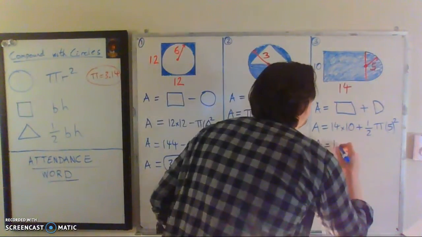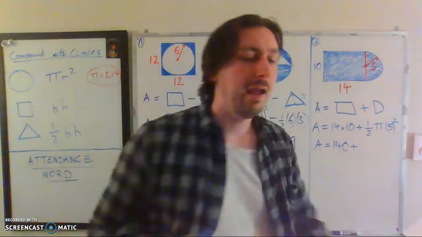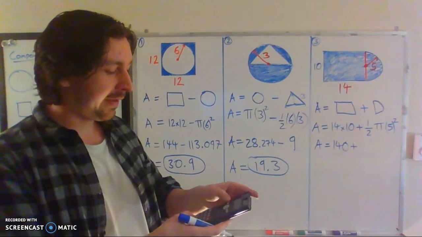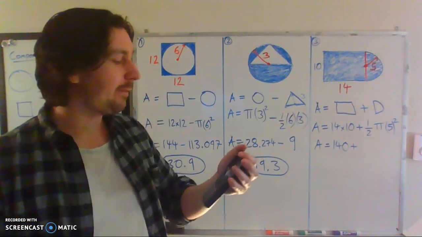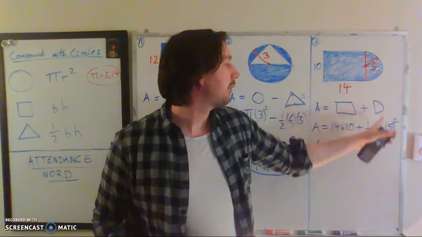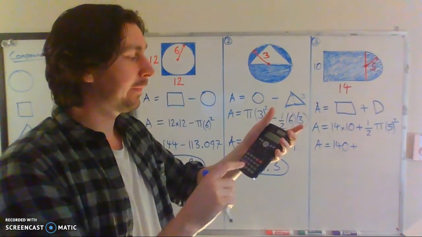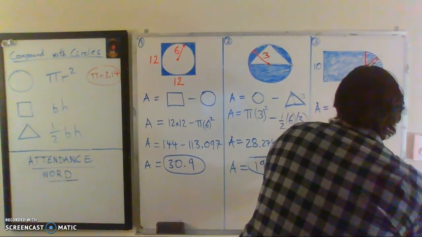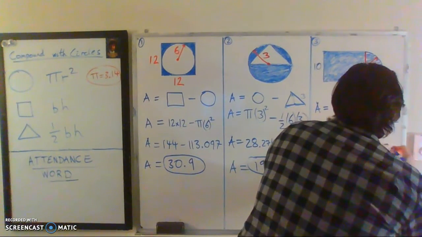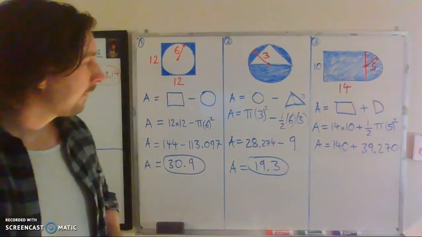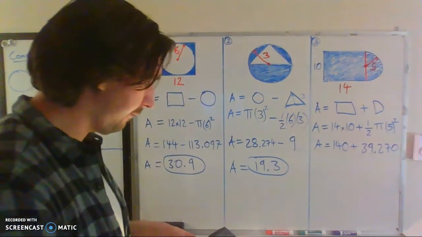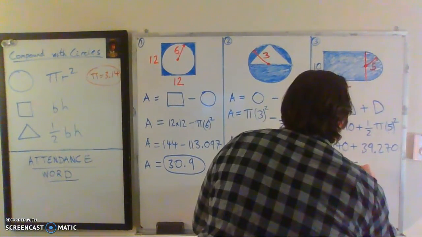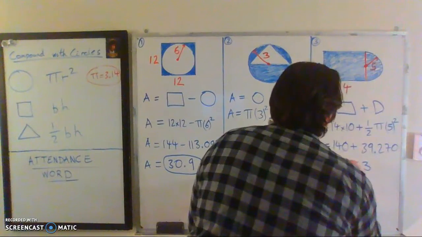14 times 10 is 140. And then use a calculator for this. 5 squared is 25. Multiply that by pi, and we get 78.539. And because it's a half circle, I'm going to divide that by 2. The whole circle will be that. Half of the circle would be 39.270. And I add these, plus 140. My final answer is 179.3.